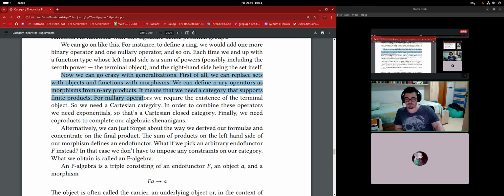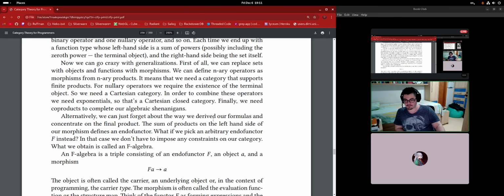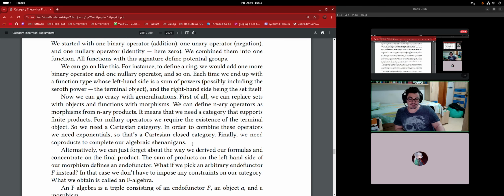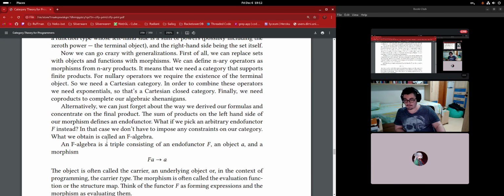So we are trying to establish, if we go on and on, what would be the categorical requirements in order to pull this off. And finally, we need the coproduct to complete our algebraic shenanigans. To me, this is not 100% obvious because we read a bunch of these things across the book. In terms of intuition, I guess it makes sense, but I would have to sit down and reread a bunch of stuff in order to 100% absorb this mapping. But I'm okay with it for now. It's very okay.